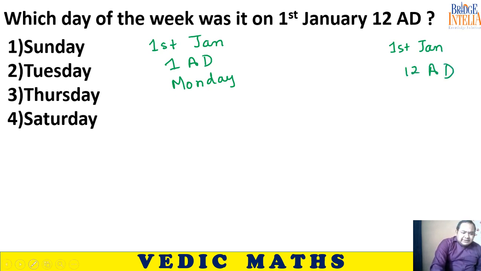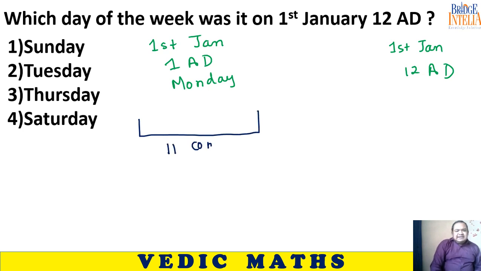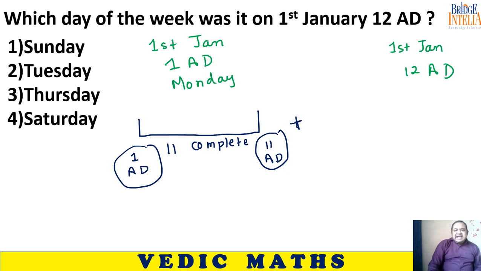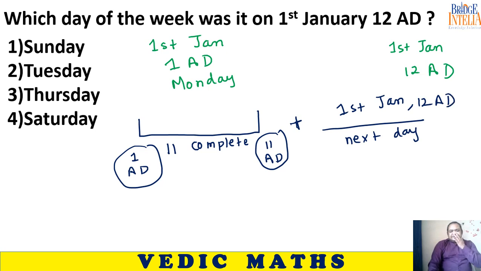Now let's do the counting. 1st January of 12 AD means what? 11 complete years. How 11 complete years? From 1 AD to 11 AD. So 11 complete years plus the next day. The next day is 1st January of 12 AD. So this is the total date that is given to you.